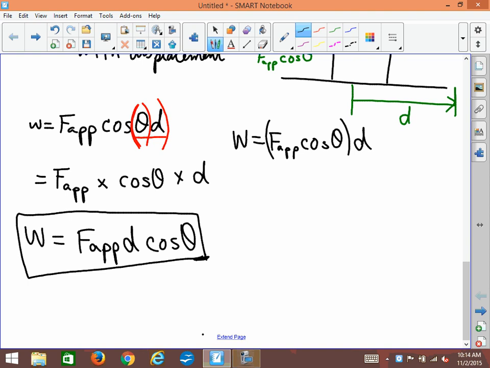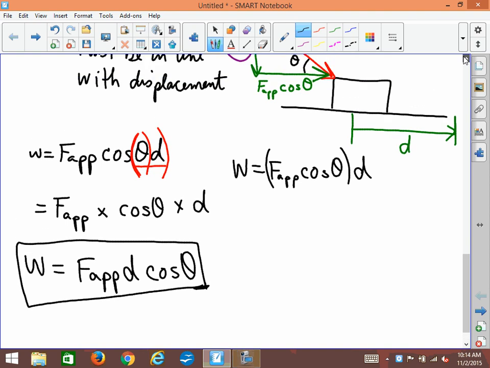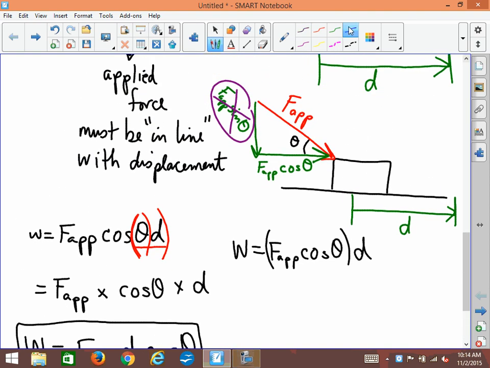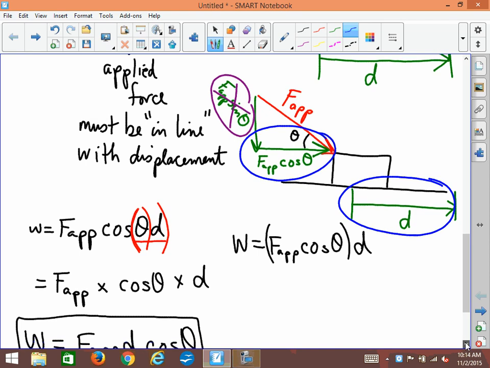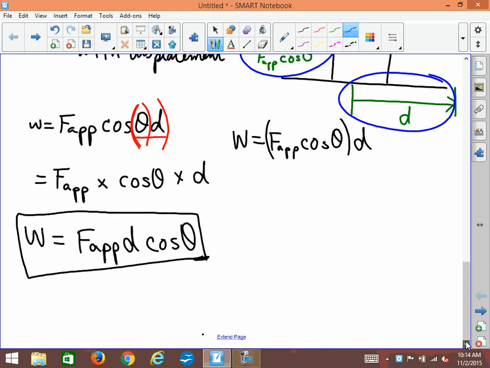And a little cos theta is there because what it does is it gives us the component of the force that is lined up with the displacement. That's what its purpose is. And we've already done this with components, so it shouldn't be too big of a deal. All right?